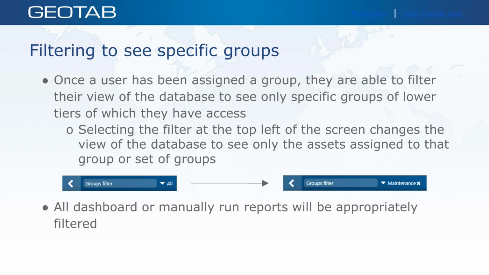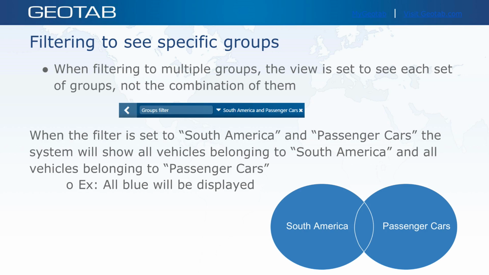So I want to talk more about the filtering and the gotchas. This is the difference, I guess, with our reporting. When you're filtering to multiple groups, let's say we've got South America group and passenger cars, and someone goes up in the groups filter and chooses South America and passenger cars, what they're hoping to see, if they go into the vehicles list, is a list of vehicles that are in the passenger group under South America, right? They're hoping to have South America filtered down to just the vehicles that are passenger cars.